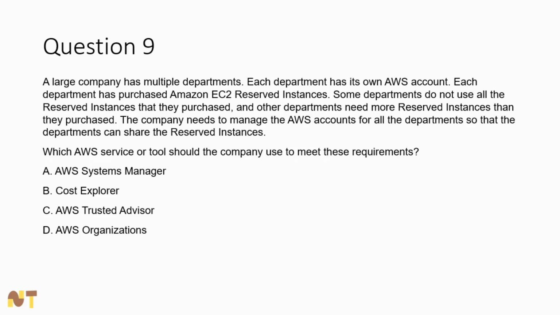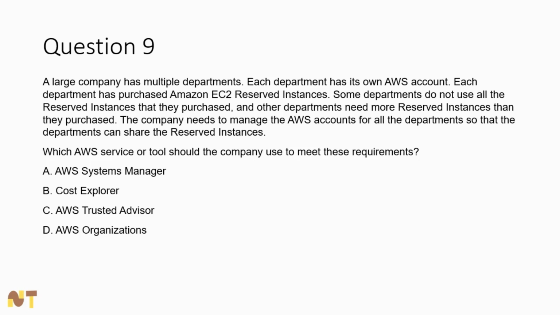Whereas the marketing and HR departments require fewer instances compared to the reserved instances. So the marketing department requires 12 instances, whereas they have reserved 15, and the HR department requires 8 instances, whereas they have reserved 10 instances. So the company wants to effectively use those reserved instances and enable sharing so that the resources which are not used by marketing and HR can be used by the finance department.